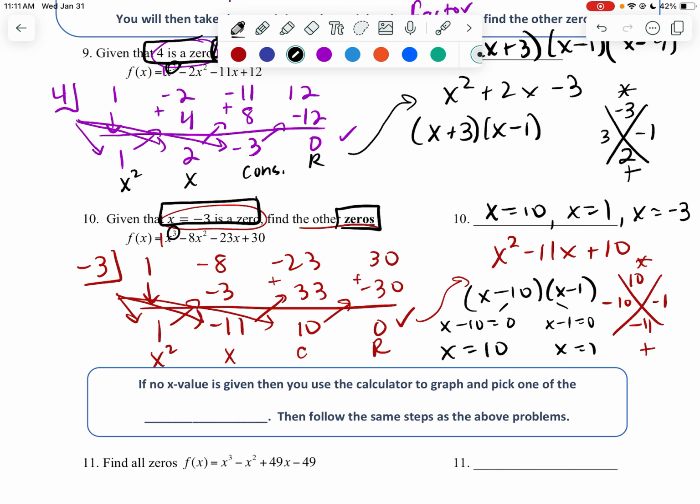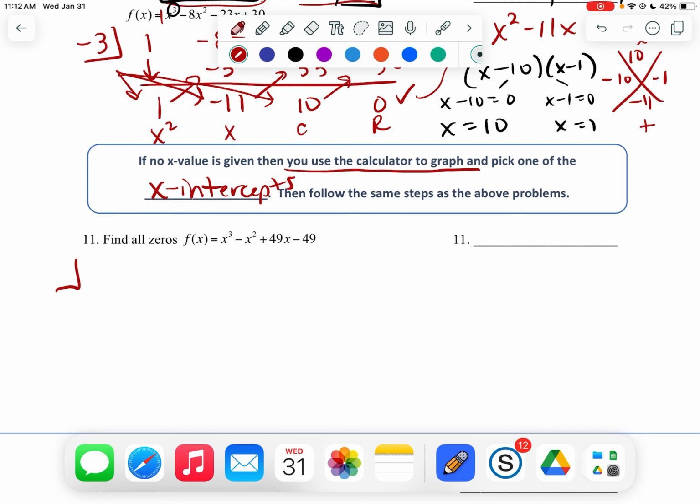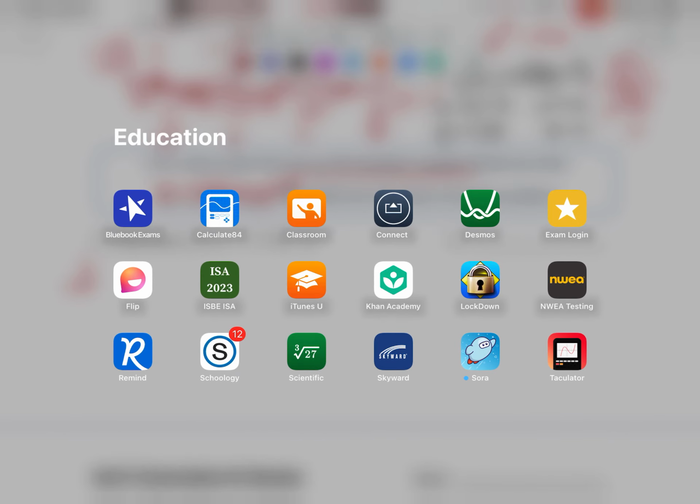Okay. Kind of the last idea here is if I don't give you something to start with, so if no x value is given, then you use the calculator to graph, and you pick one of the x intercepts. Then follow the same steps as above. So I don't give you a number that you're supposed to put in the box. Okay, so this is where we're going to have to do some graphing. Let's see, where's my graphing calculator? There it is.